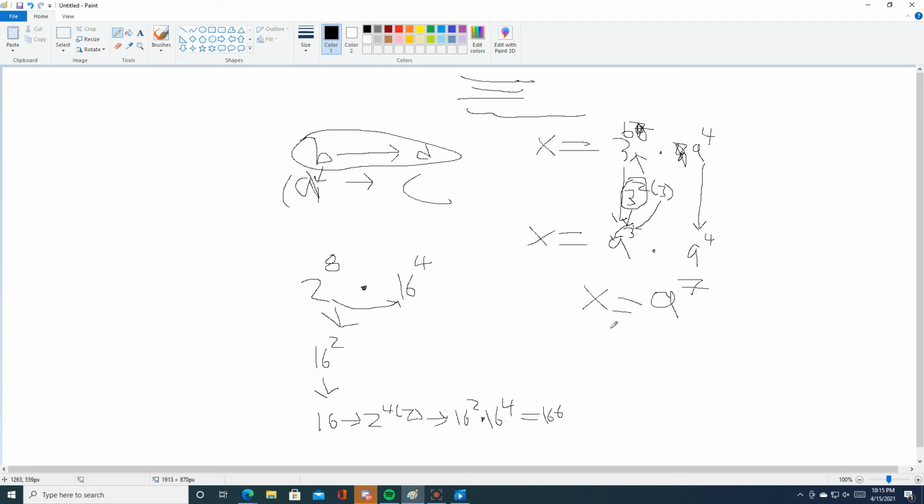So now, what if we wanted to do it so that we got everything in base 3? So let's say we have 3 to the 6th times 9 to the 4th.